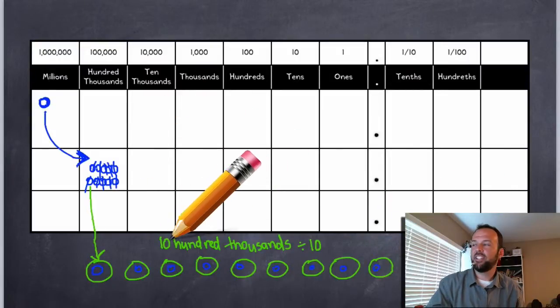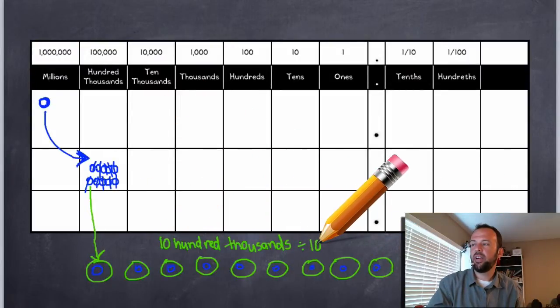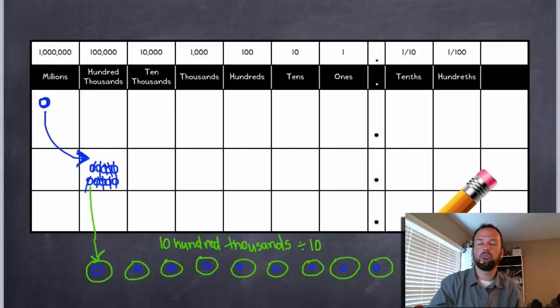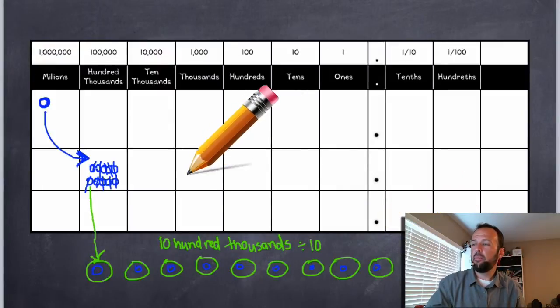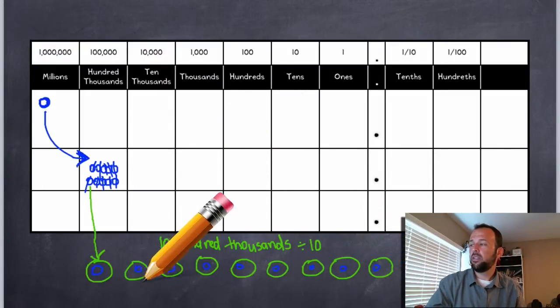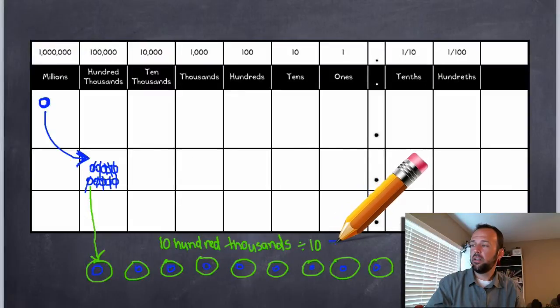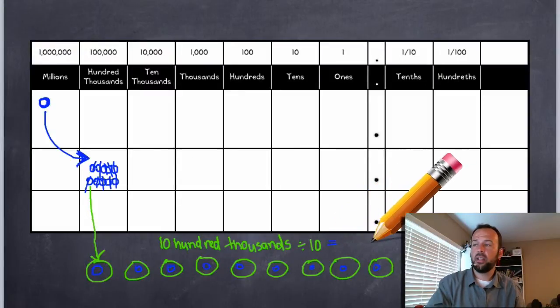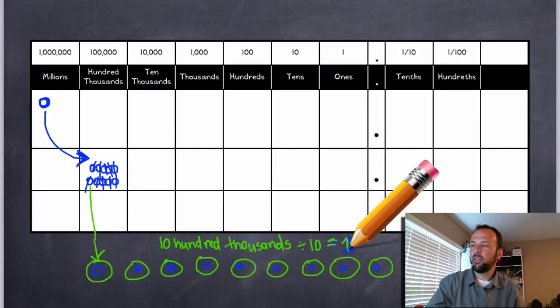All right, so you get the idea here. I took those 10 hundred thousands and divided them into 10 equal groups. So that means there is only one in every group, right? So 10 hundred thousands divided by 10 would equal, let me put some green in here so we can see this a little bit better, 1.